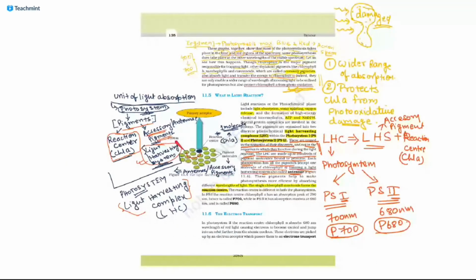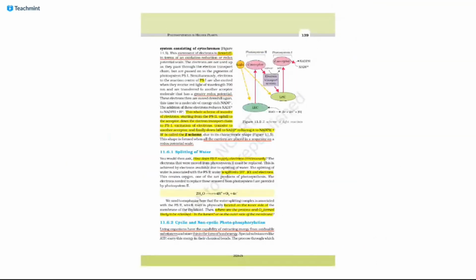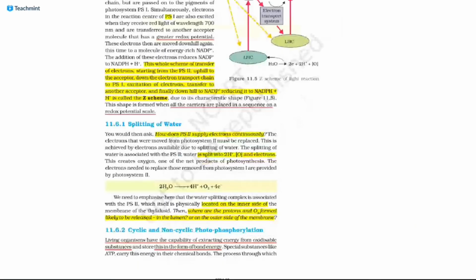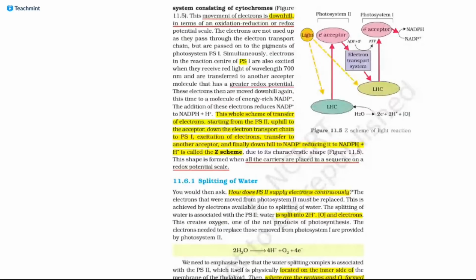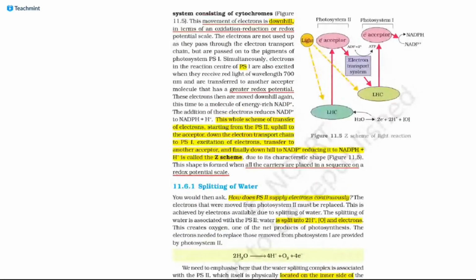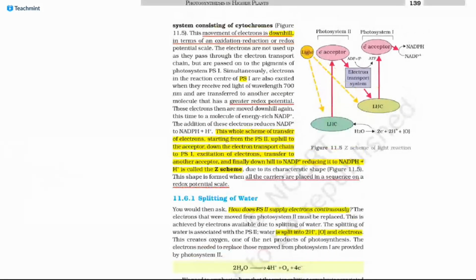So now let's move ahead. Because we are talking about the light reaction, we already know that photosynthesis is divided into two steps. First is the light reaction, another is the dark reaction. So when we talk about the light reaction, it includes a very important process which is called photophosphorylation.